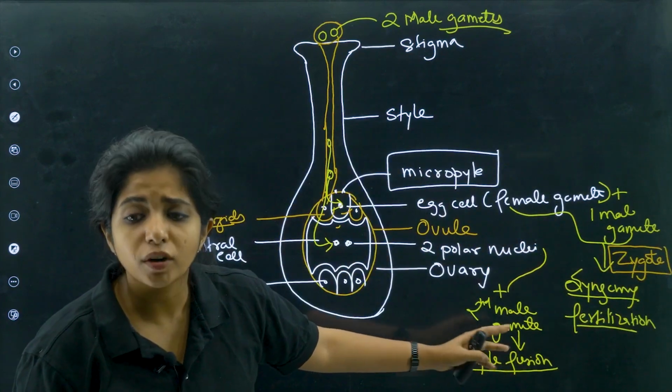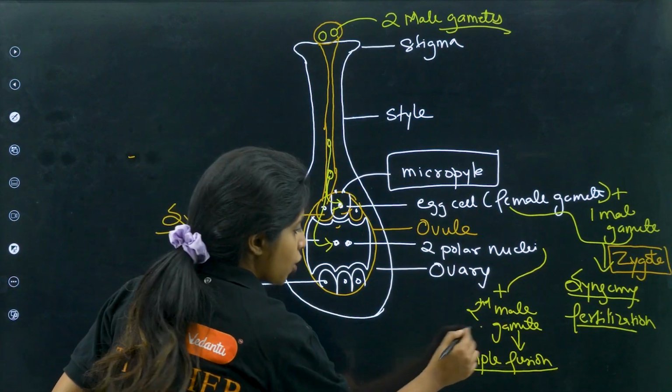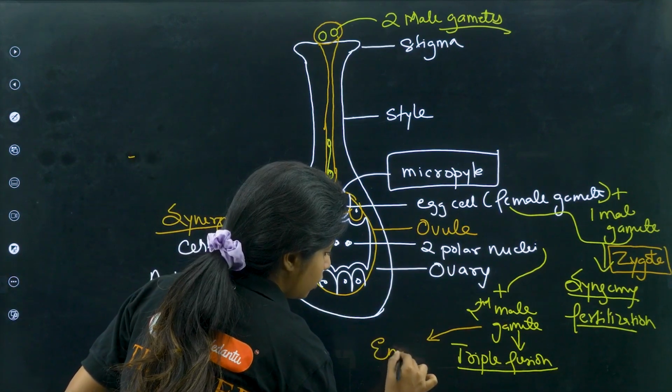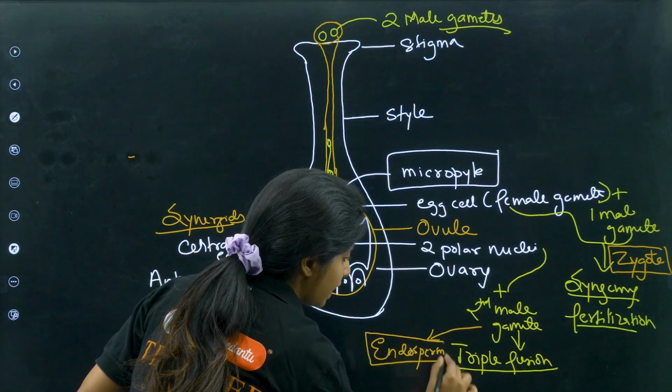But what happens over here? What is being formed when the 2 polar nuclei fuse with the second male gamete? This forms something that is known as endosperm later on. Not immediately, but later on it will form endosperm.